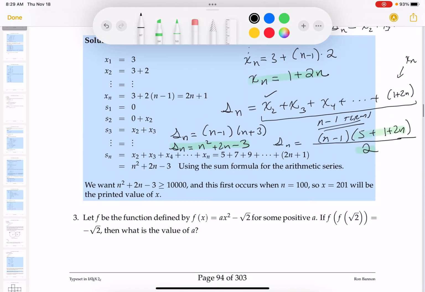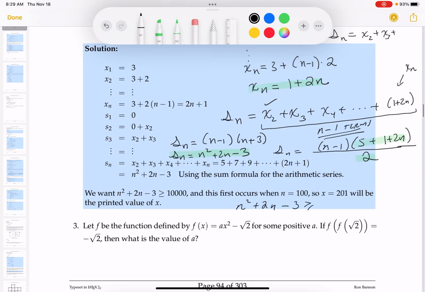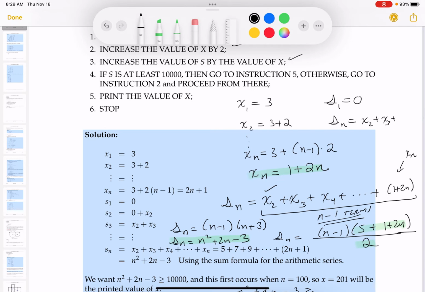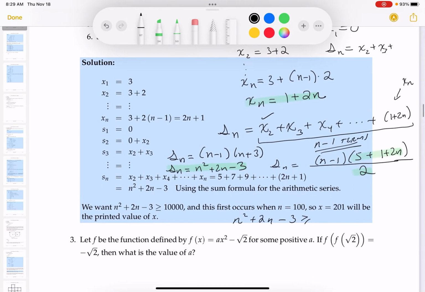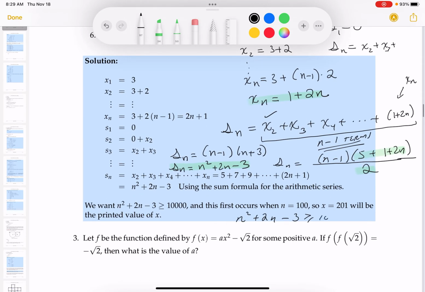This is the part where I might bog down, by the way. And I'll write this down for you. So n squared plus 2n minus 3 is at least, all right, this is important. So it says if S is at least 10,000. So my question is, when does that occur? Right, and this is where I would probably bog down. All right, so I'm going to look at that, and I'm going to try to figure it out.